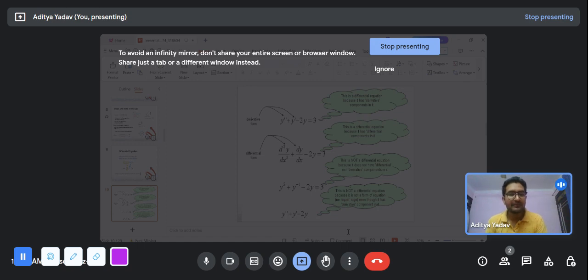But in the third one, y squared minus 2y is equal to 3. This is just an equation. In this equation, we don't have any derivative terms, so we don't call it a differential equation. And the fourth one, we don't call a differential equation because this is not an equation, and does not have an equal to sign.